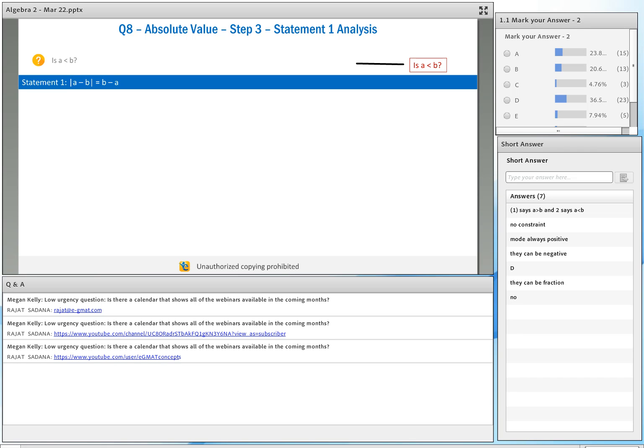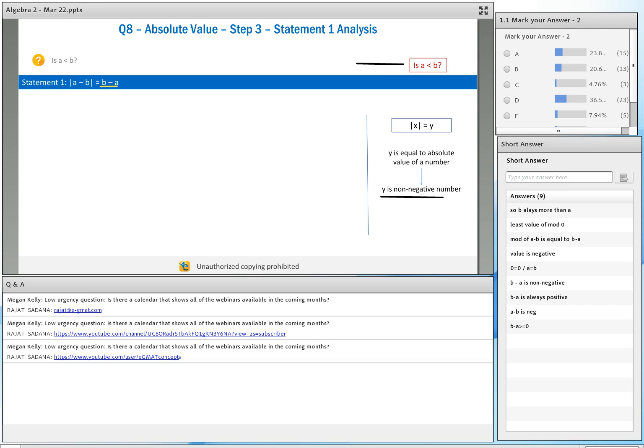So what does statement 1 say? How do you read statement number 1? Pure English, not math. B minus A is always positive? No, not really. B minus A is actually either 0 or positive. But that's good, the way you're reading it. When you say absolute value of x is y, what it really means is that y is equal to the absolute value of a number, which means y is a non-negative number. Why? Because absolute value of something can be equal to 0 or greater than 0. Does everyone understand that? That y is a non-negative number.